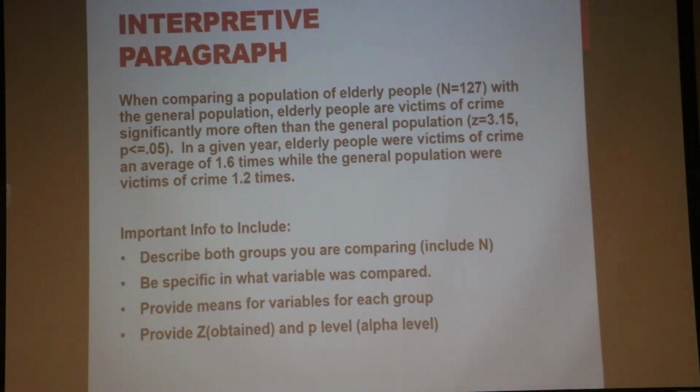What you've noticed in that paragraph are these four important points. One, I'm describing both groups I'm comparing, and I'm including the N for the elderly group. Two, I'm being very specific in what variable was compared, how often they were victims of crime, and I should have said, in the last year. Three, I'm providing the means for each group: what was the mean for the elderly group, and what was the mean for the general population. Four, I provide the Z obtained, the z-score, and my alpha level, the p-value. That's what you need to include in an interpretive sentence when you're doing this kind of hypothesis testing.